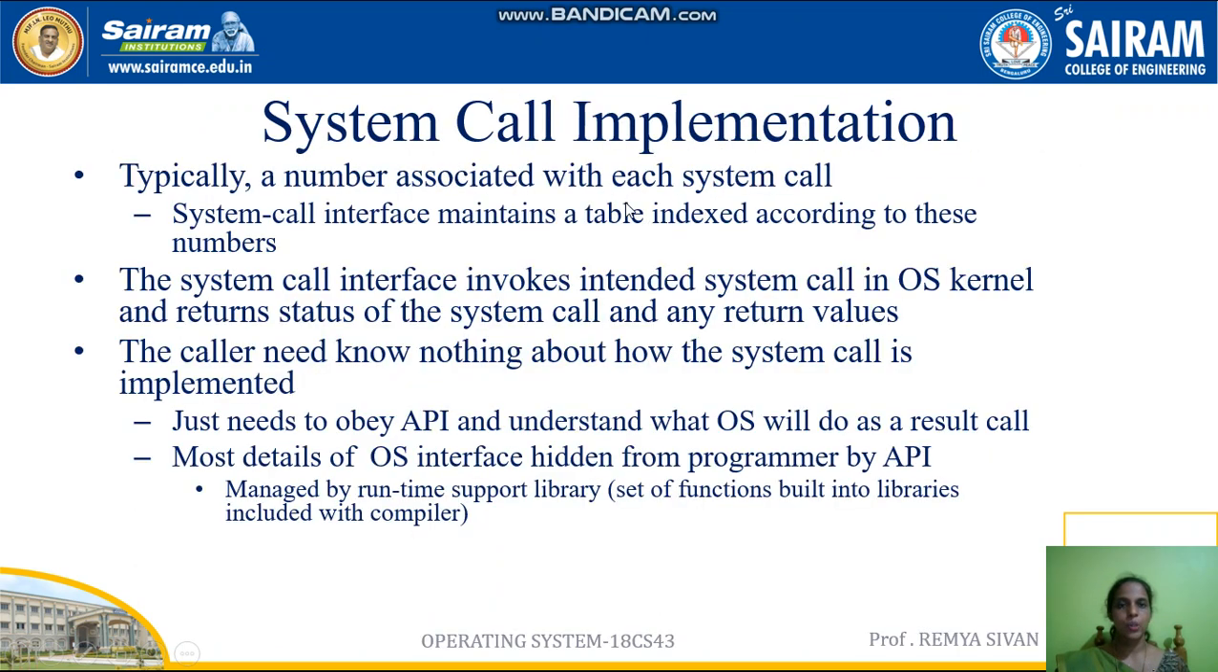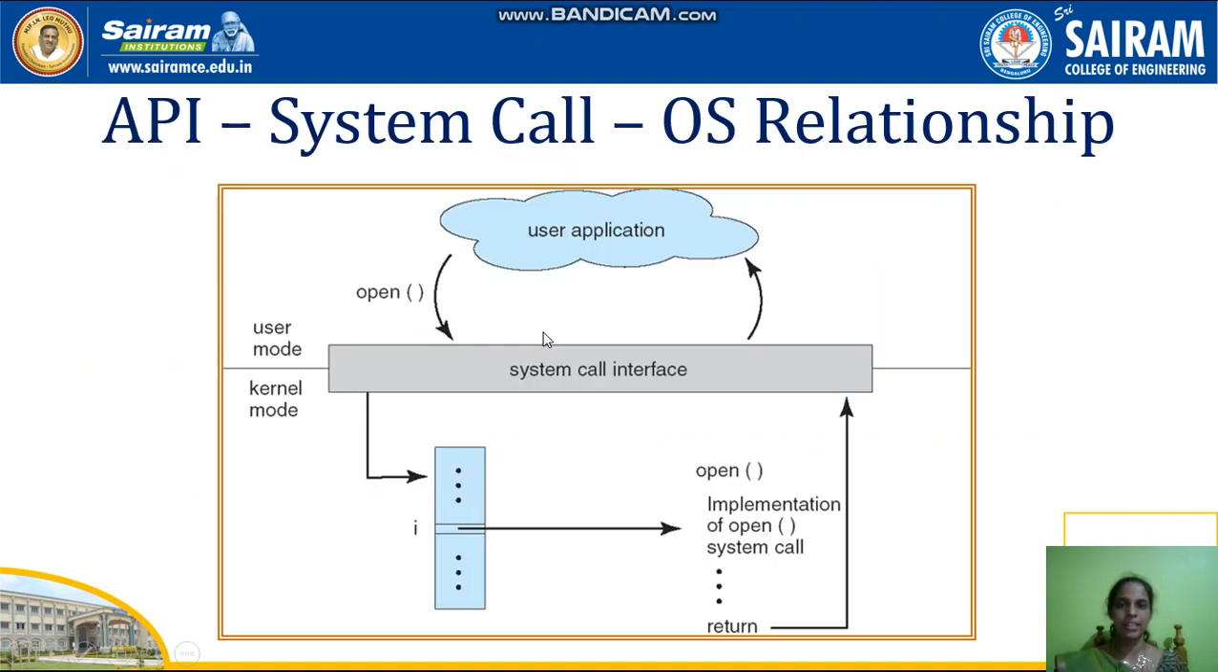So typically a number is associated with each system call. Using that number, there is a table. The table is indexed according to these numbers. The system call interface invokes the intended system call in the OS kernel and returns the status of the system call and any return values. I hope you understood this diagram.